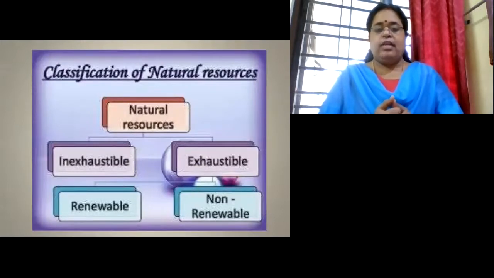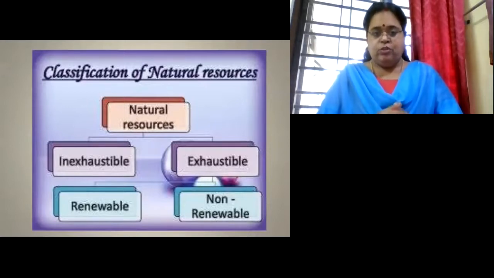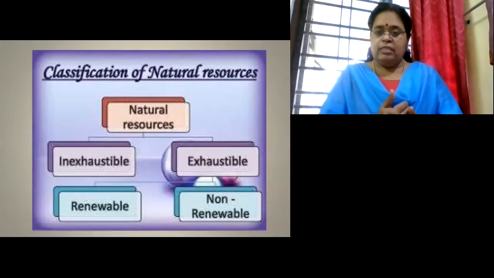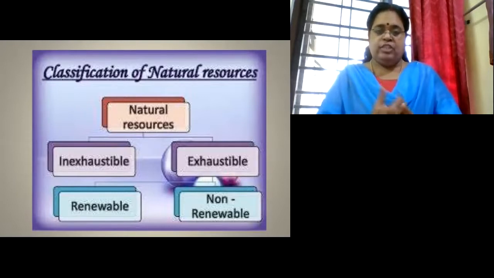So now if we go to classify, the natural resources are of two basic types. They are inexhaustible resources and exhaustible resources. What is the meaning of inexhaustible? Inexhaustible means those resources that will never get depleted. And exhaustible, just the opposite, means those resources that will get depleted over time due to unnecessary usage by man or due to the wasteful nature of man. Some resources can get depleted. They are called exhaustible resources.